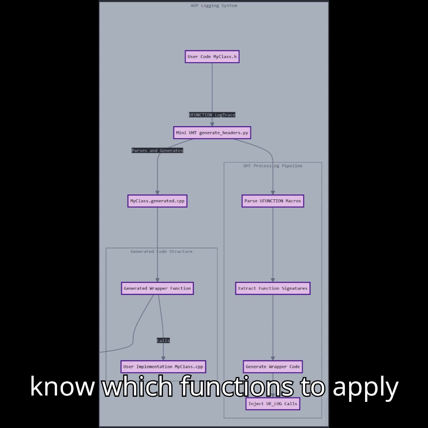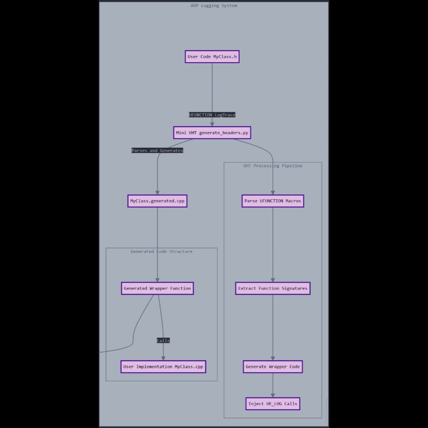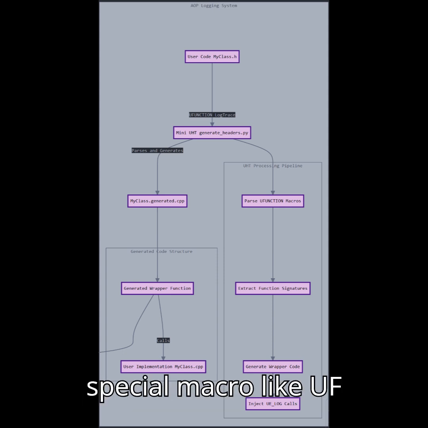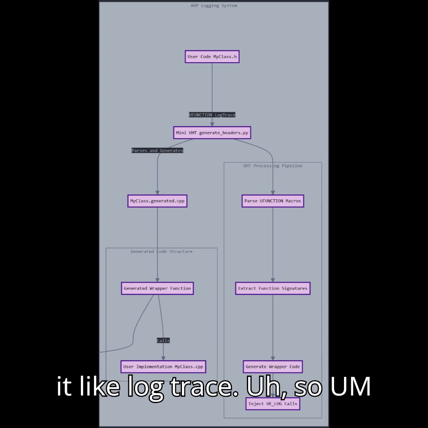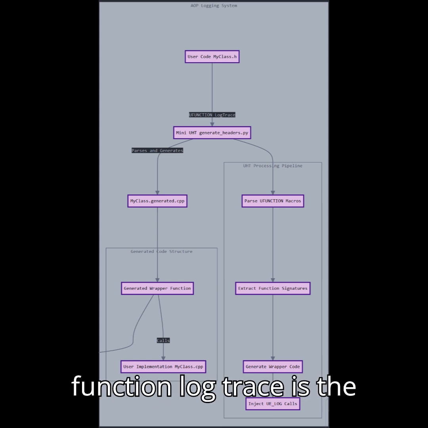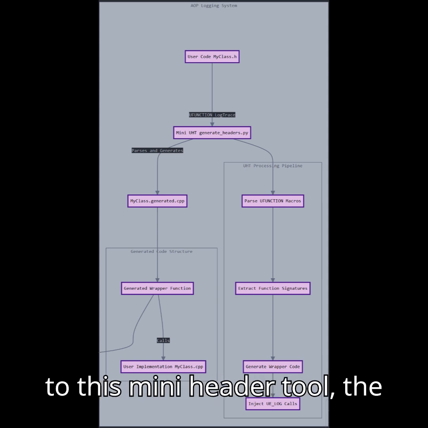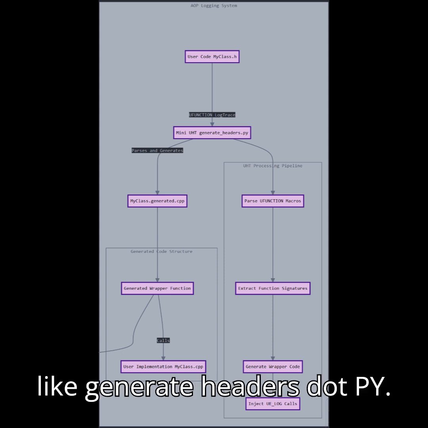And how does it know which functions to apply this logging aspect to? That's where the metadata comes in. Developers mark functions in the header files. They use a special macro, like UFUNCTION, and add a tag inside it, like LogTrace. So UFUNCTION LogTrace is the signal. It's the signal to the build tooling. Specifically to this mini header tool, the document mentions a script like generateHeaders.py.